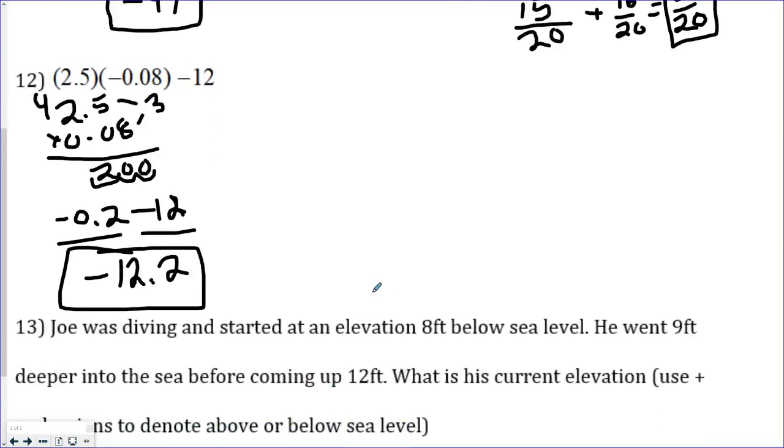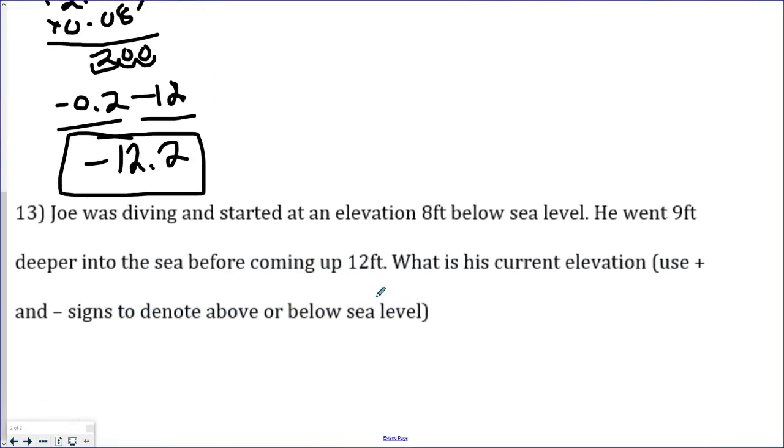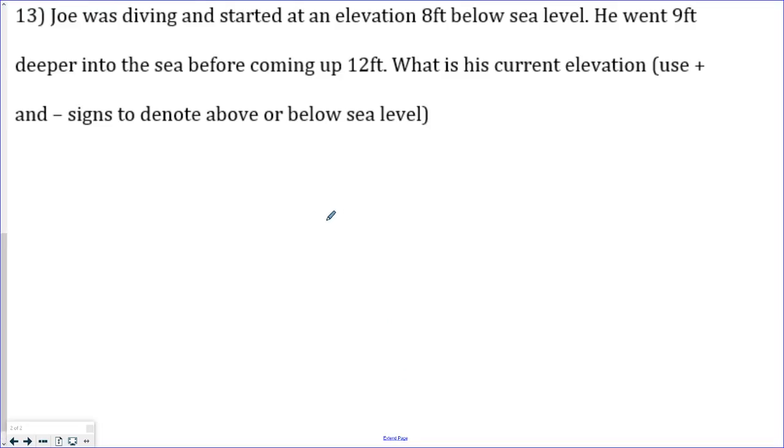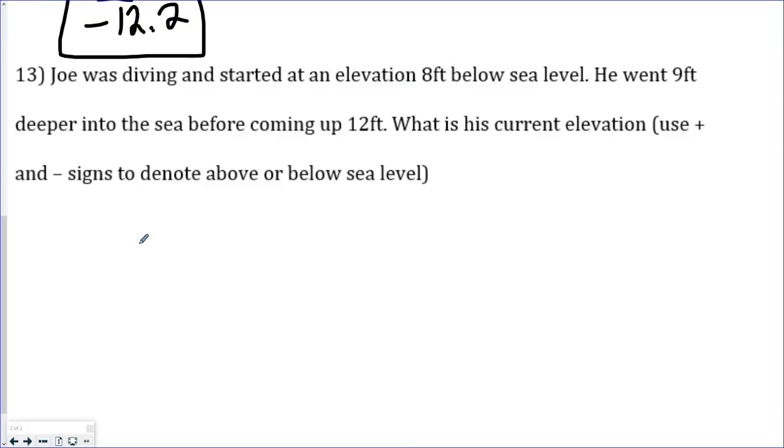The last one here is a word problem. I have to kind of write this as we do it. So it says we start at an elevation of 8 feet below sea level. So we start here at negative 8. He went 9 feet deeper. So he's going down 9 more feet, 9 feet deeper.